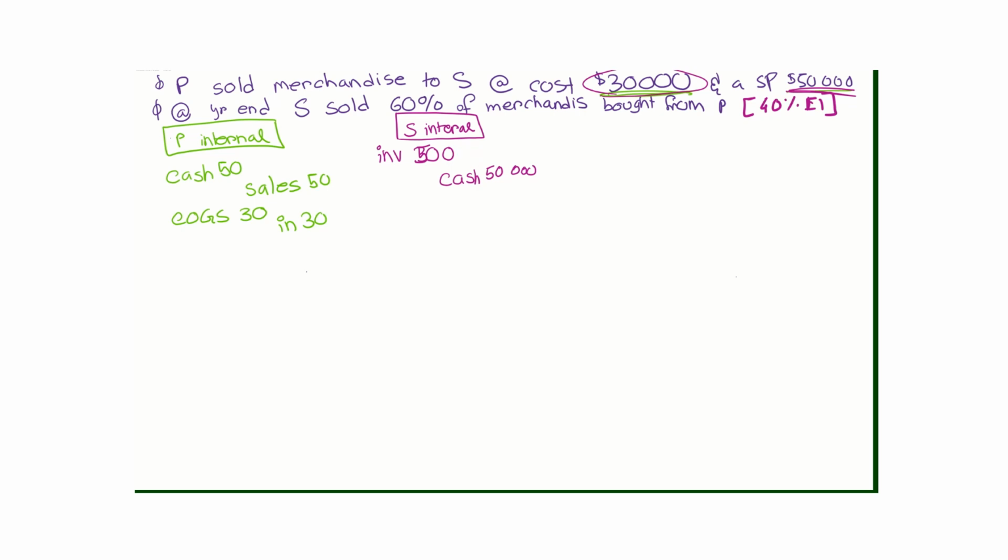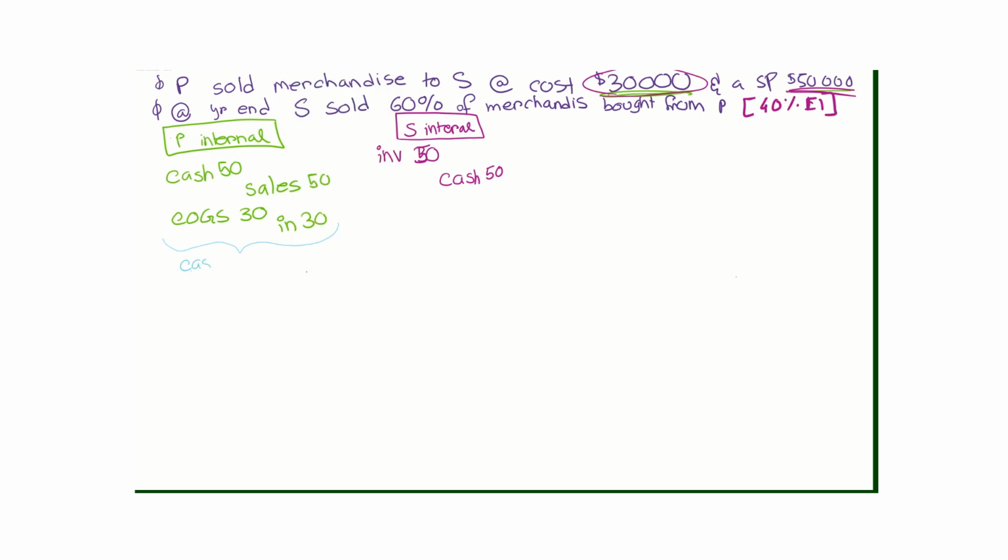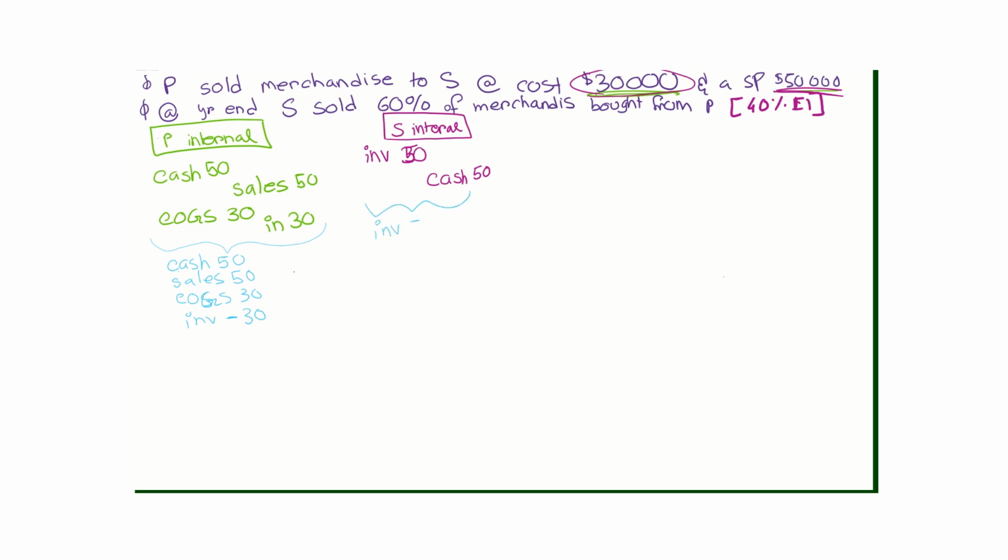Okay, so now what I like to do is kind of look at the balances, right? So right here, we have a balance of cash for 50. We have sales for 50. And we have cost of goods sold 30 and inventory negative 30, right? Because it's going in and we credited inventory. On this side, we have inventory of positive 50 and we have cash of negative 50, right?